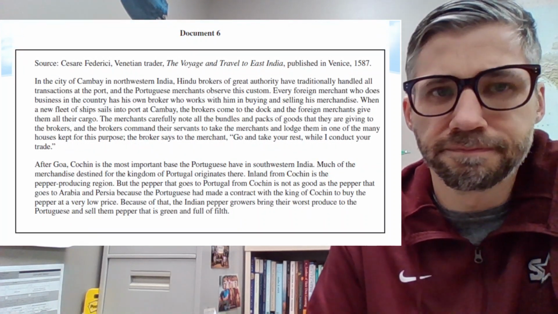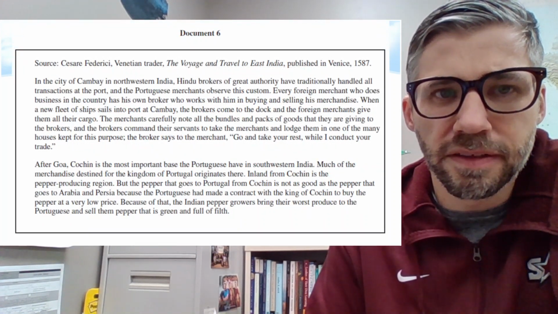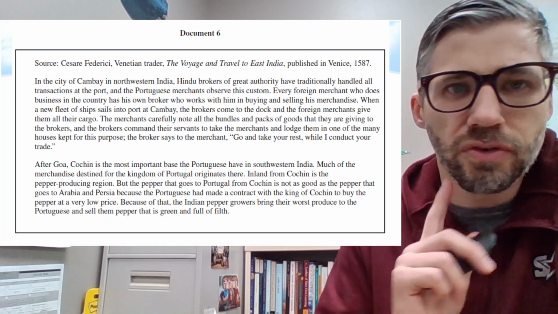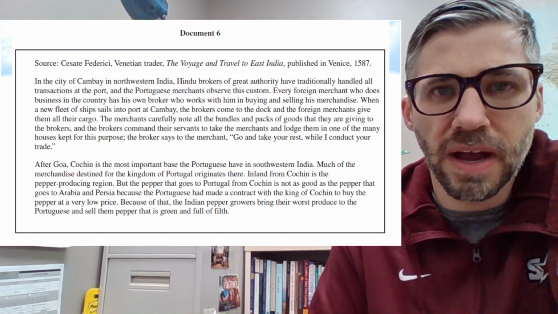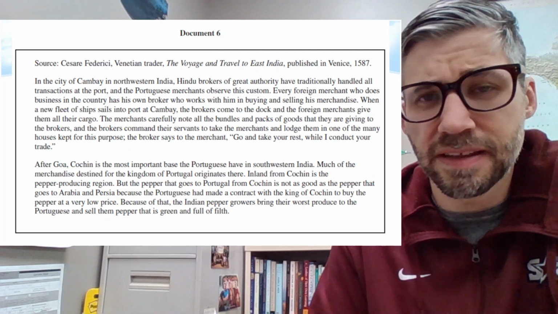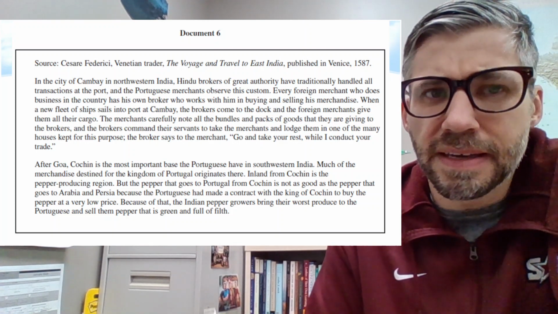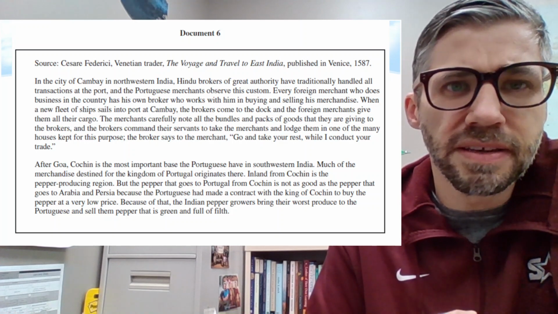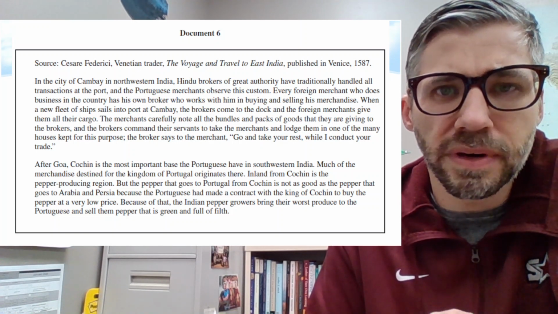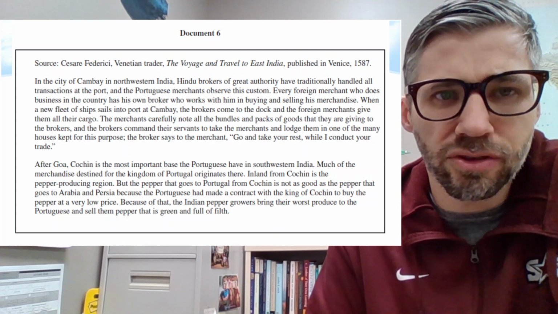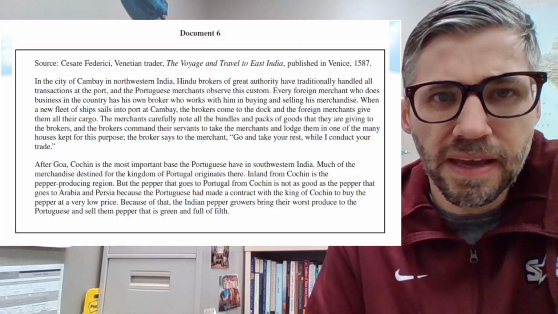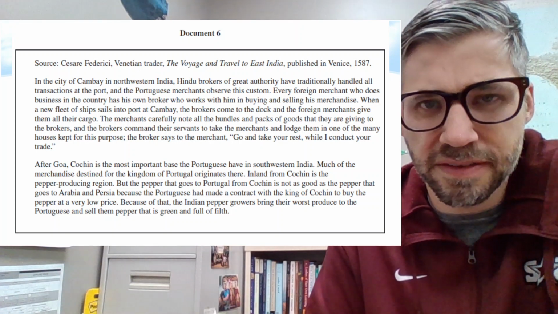Document 6. Cesare Federici, a Venetian trader in The Voyage and Travel to East India, published in Venice, 1587, so a European perspective. In the city of Canbay, in northwestern India, Hindu brokers of great authority have traditionally handled all the transactions at the port. And the Portuguese merchants observed this custom.